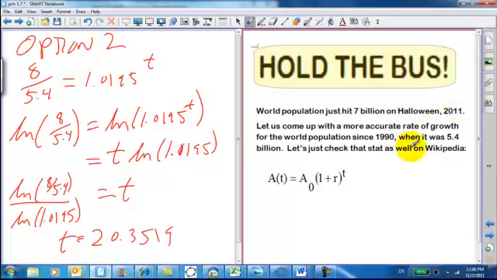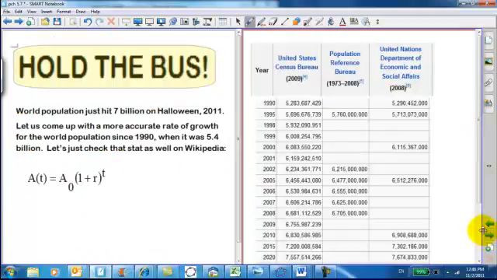So let's come up with a more accurate rate of growth for the world population since 1990, when it was 5.4 billion. First of all, let's just check this on Wikipedia. And here's the population status. So in 1990, yeah, I guess I can go with this. They said 5.4 billion is more like 5.3 billion, both by the U.S. Census Bureau and also by United Nations Department of Economic and Social Affairs. Okay.